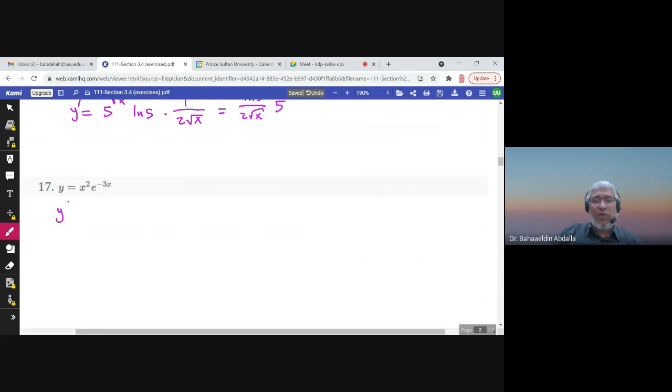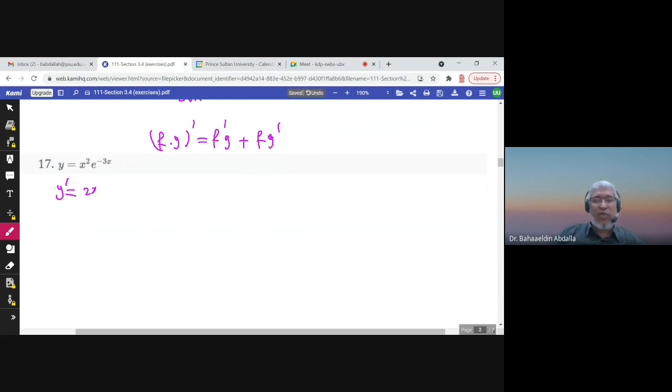Here we have products between two functions. So I will use the product rule. Remember, the product rule is f prime times g plus f times g prime. So the derivative of x squared is 2x plus x squared times the derivative of e to the power negative 3x, which is e to the power negative 3x, times the derivative of the power, which is negative 3. So the answer would be, if you want, you can take e to the power negative 3x a common factor, or you don't, no problem with that, 2x minus 3x squared. This would be the derivative.